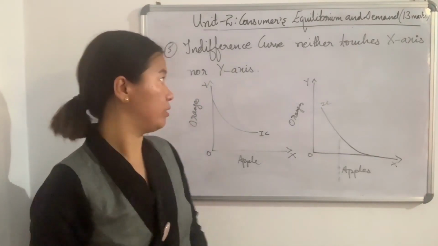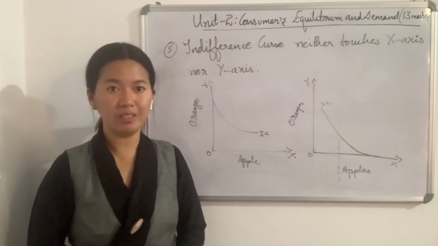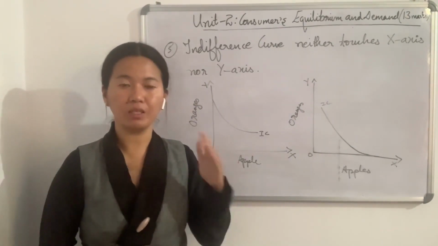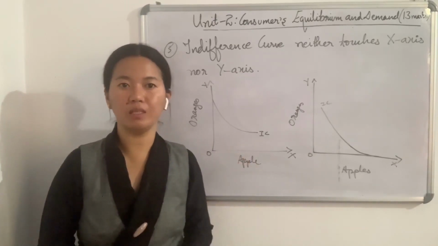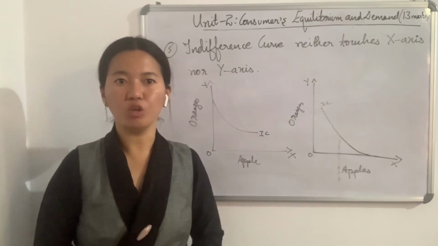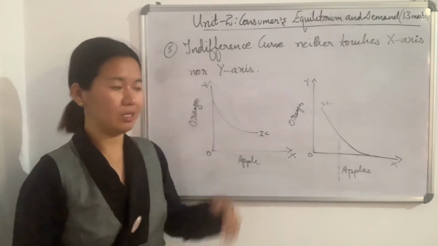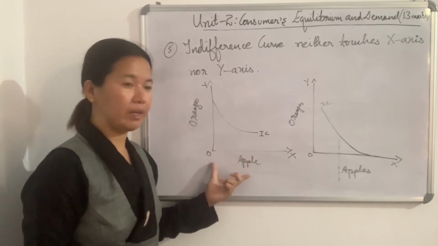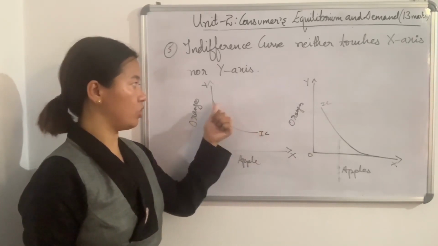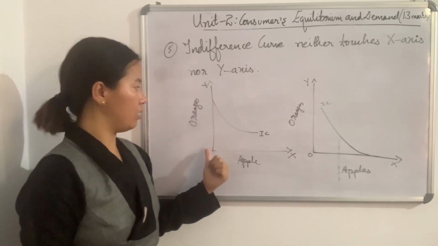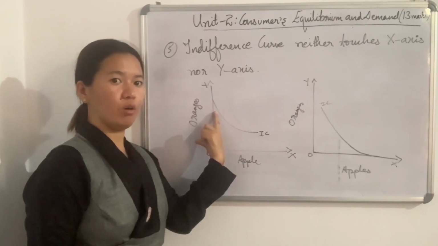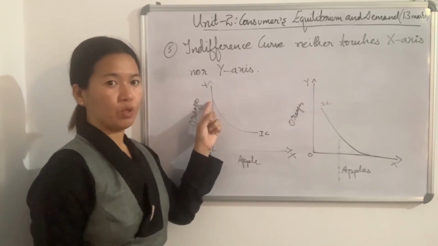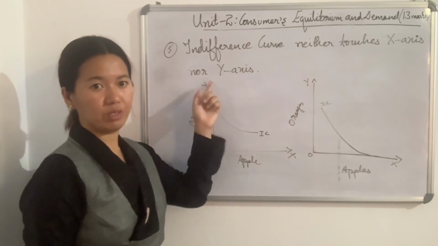And the last property of indifference curve is that an indifference curve neither touches the x-axis nor the y-axis, because from the indifference curve analysis itself, or from the definition itself, it is the consumption of two goods. In this first diagram, the indifference curve is touching the y-axis, which means that here he is consuming this much amount of oranges, but his consumption of apples is 0, which means that it is not relevant to indifference curve analysis.